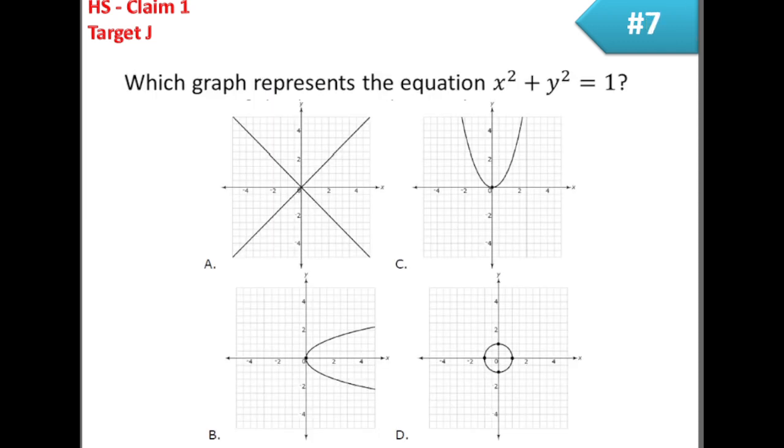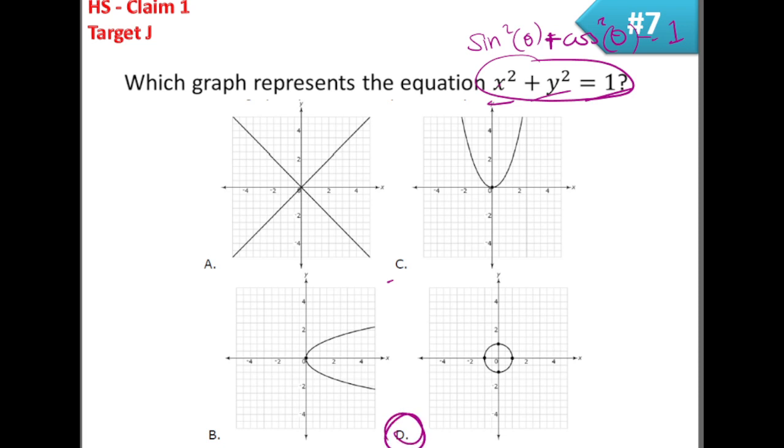Next one here, which graph represents the equation x squared plus y squared equals 1. If you go to advanced math next year, you will be dealing with these types of things, such as sine squared theta plus cosine squared theta equals 1. So just like that, if it's x squared plus y squared equals 1, it will be a circle with the radius of 1.